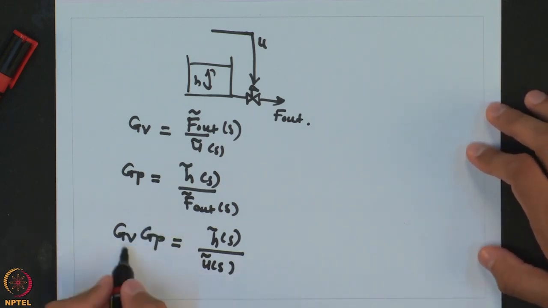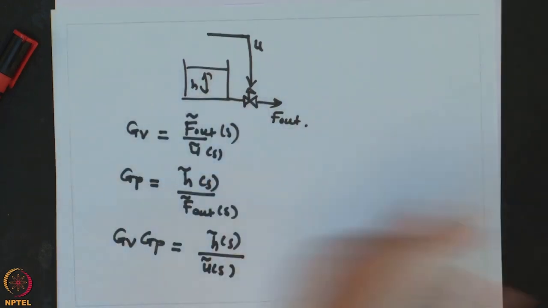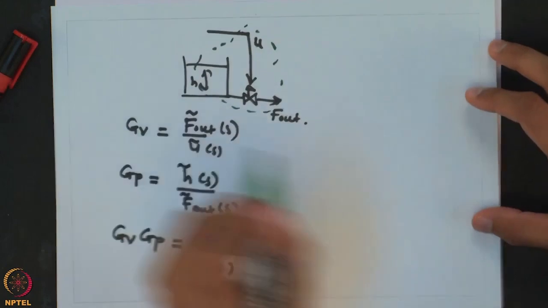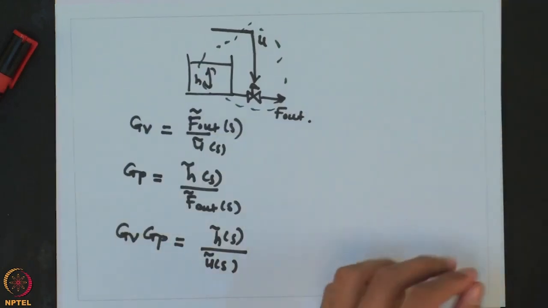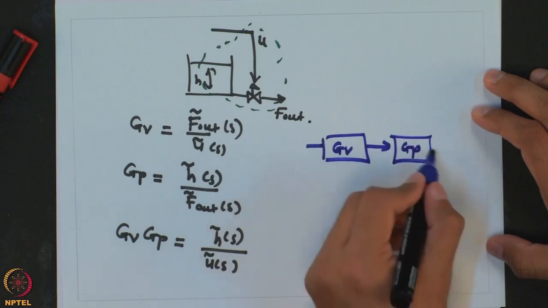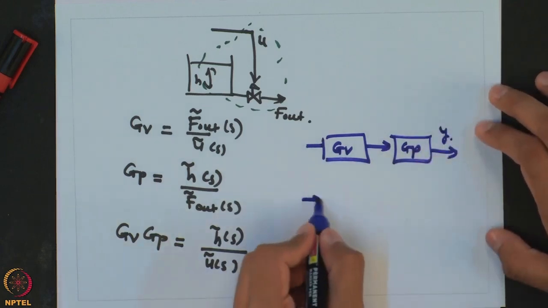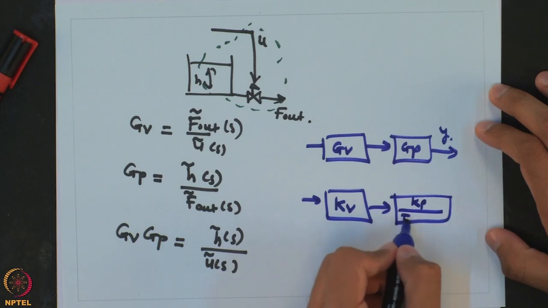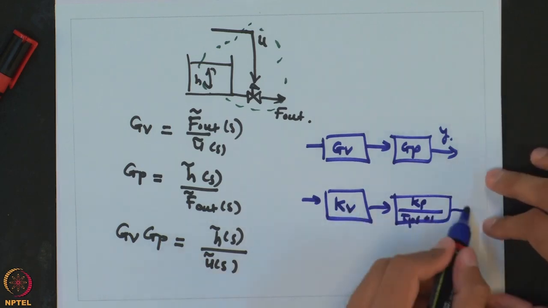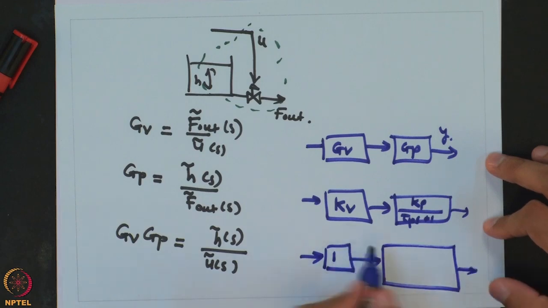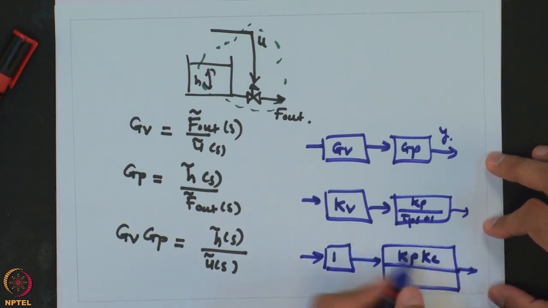So what we can do is, this means we are looking at this entire part, which is going to look like Gv Gp, and this is the Y. So currently it is like this. This is going to remain the same in terms of mathematics if we say Gv is 1 and we include the effect of Kv as Kp Kv over tau p s plus 1.